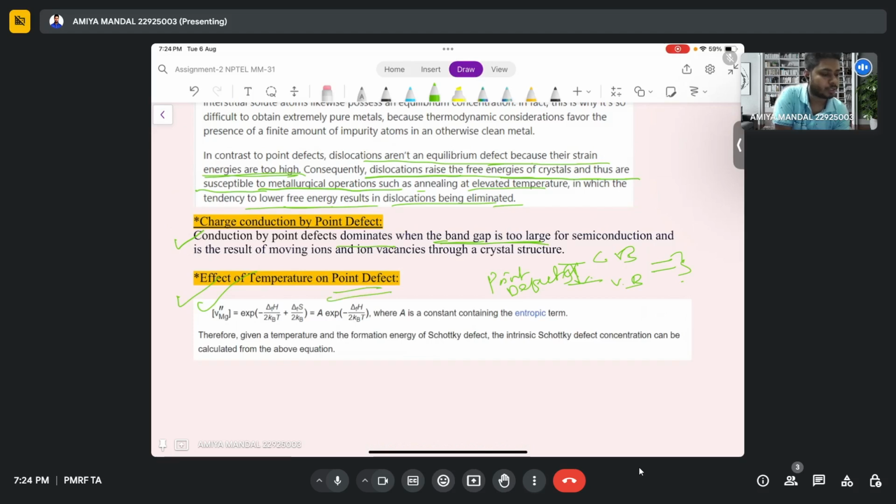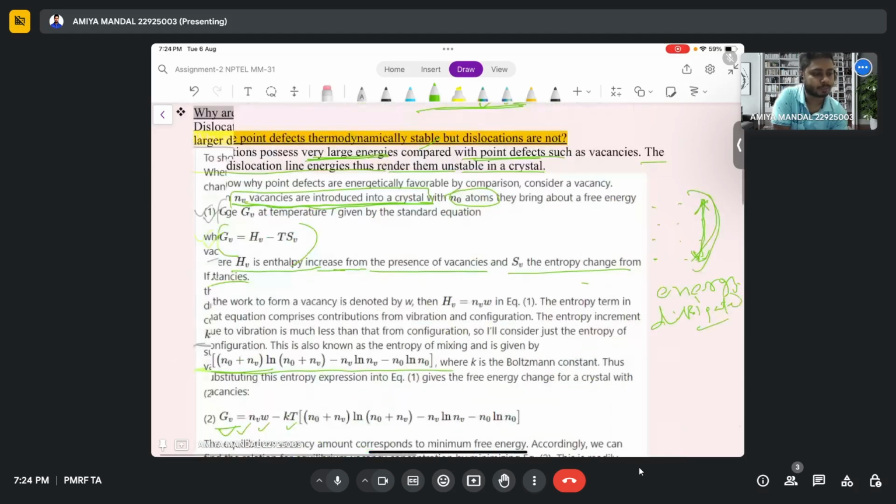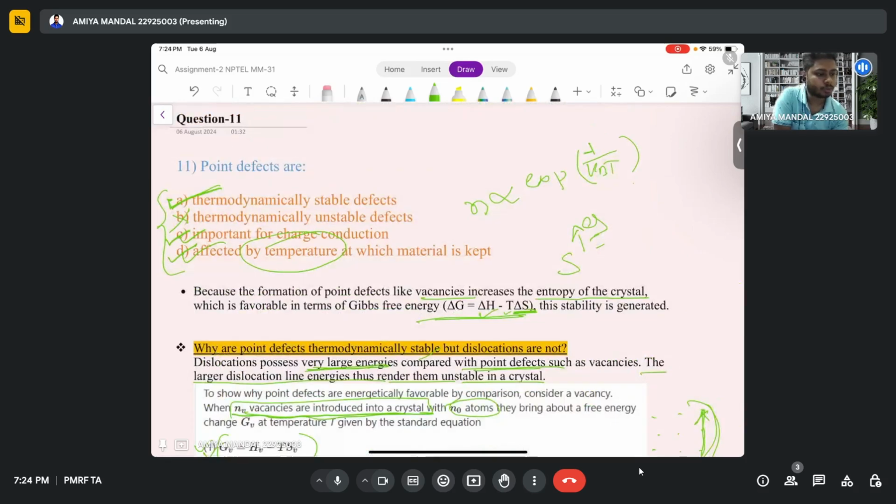We have already shown that the point defect concentration of magnesium oxide is directly proportional to the exponential of the temperature. So three options are correct for point defects here, and the statement that they are thermodynamically unstable is not correct.